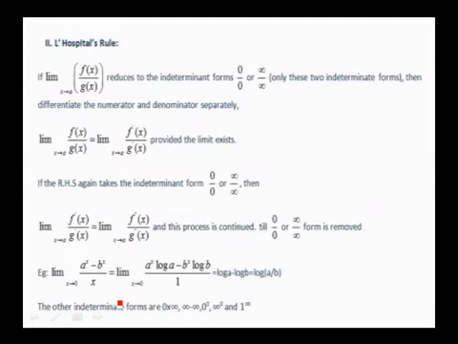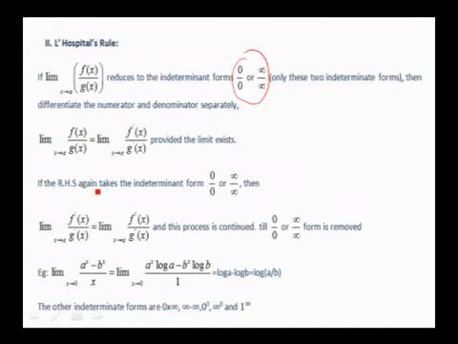Next is L'Hopital's rule. Many students mispronounce this, but he is a French mathematician. It should be pronounced L'Hopital's rule. This is a very important tool in finding the limits of functions, because if you have the limit of f(x) by g(x) as x tends to a, and this takes the form 0 by 0 or infinity by infinity, that's very important. Only when it takes the form 0 by 0 or infinity by infinity, you can apply this rule. You can differentiate the numerator and denominator separately and write the limit of f(x) by g(x) as equal to the limit of f dash x over g dash x, provided the limit exists.